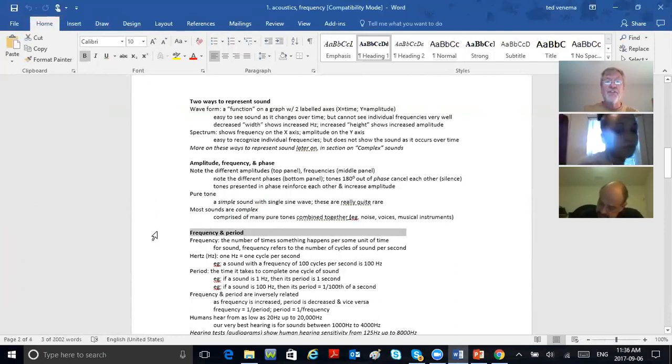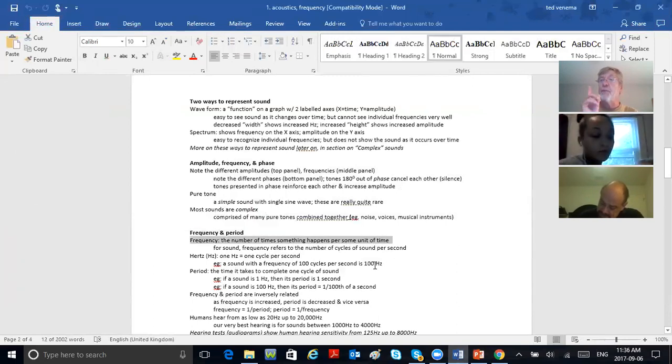Frequency is the number of times something happens per some unit of time. Whenever you see the word frequency, you could think of footsteps. How many footsteps per second are you taking? So in sound, how many wavelengths took place? How many cycles took place? How many condensation rarefactions took place in 1 second? And the abbreviation we use for that is Hertz, as in Hertz Rent-A-Car, H-E-R-T-Z, Hertz.